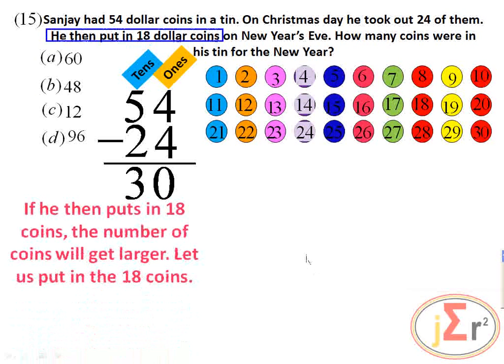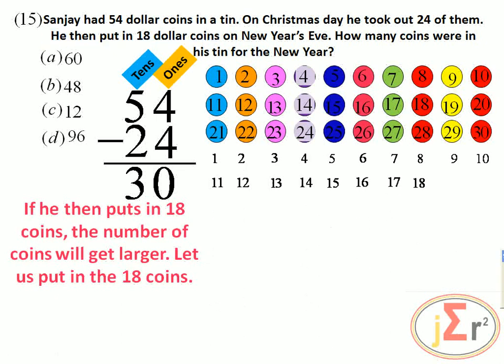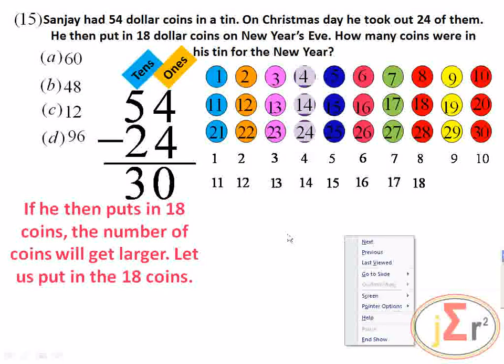So let us see. If he then puts in 18 coins, the number of coins will get larger. Right. So let us put in 18 coins. The number that we have here will get larger. If we put in some more, we surely will get more coins. How many of them do we put in? 18. Right, so we are putting in 18 additional coins. And how many spaces do we reserve for those coins? 18. And then we may put the coins in.